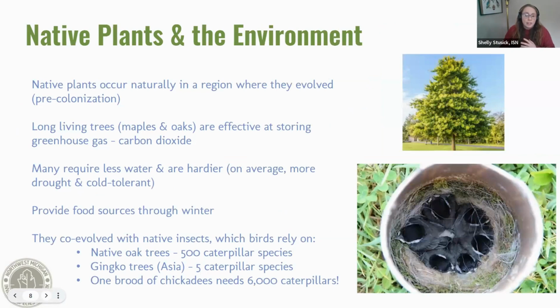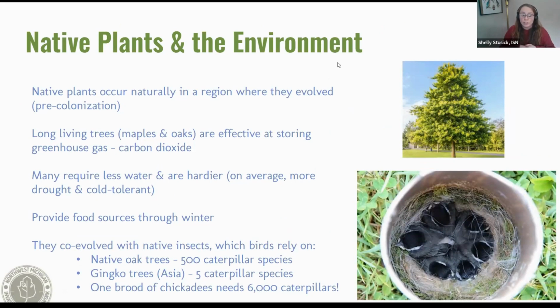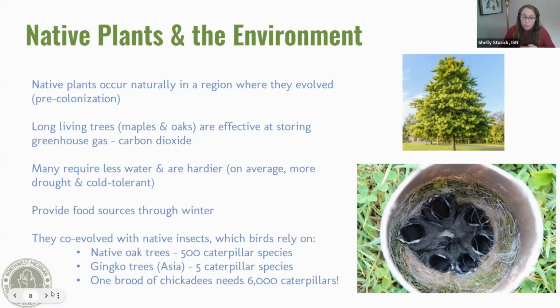So native plants are ones that occur naturally in a region where they evolved. And so we're talking about pre-colonization, pre-settlement, if you will. And the benefits of native plants with the environment, some examples are that long living trees are effective at storing greenhouse gases, as I think is becoming more common knowledge. Many native plants require less water and are hardier, and on average more drought and cold tolerant. This isn't for every single species, but this is on average.